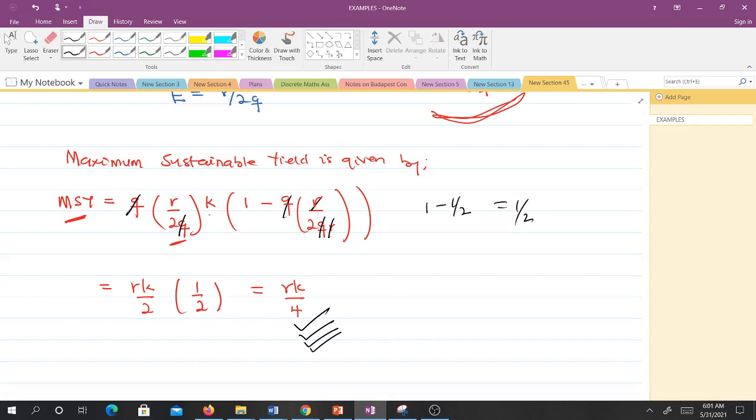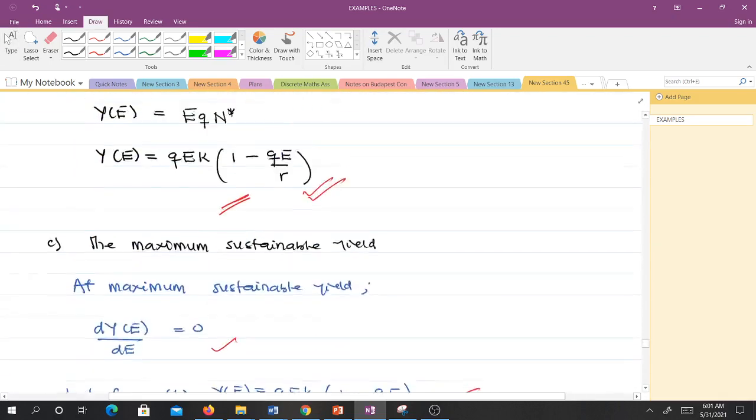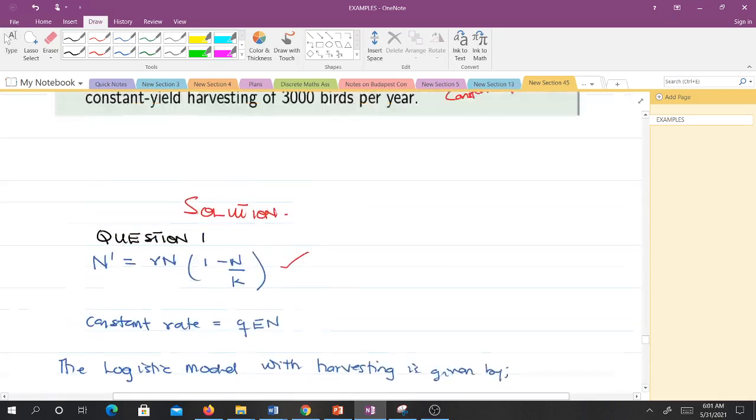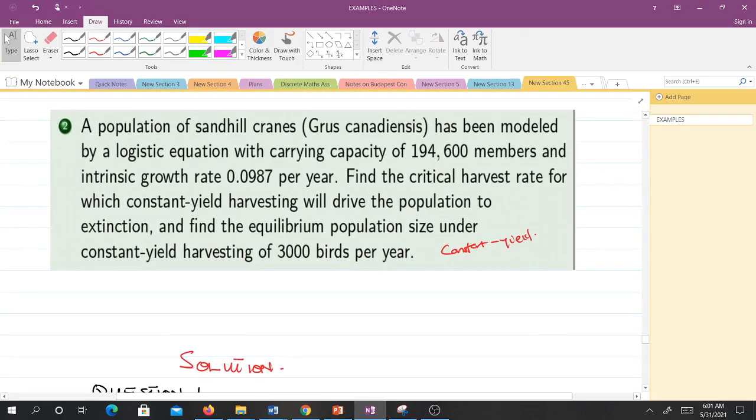That was question 1. Now let's go to question 2. Question 2 says that a population of sandhill cranes has been modeled by a logistic equation with carrying capacity of 194,600 members and intrinsic growth rate 0.0987 per year. We have to find the critical harvest rate for which the constant yield harvesting will drive the population to extinction. And we have to find the equilibrium population size with a constant yield harvesting of 3,000 birds per year.